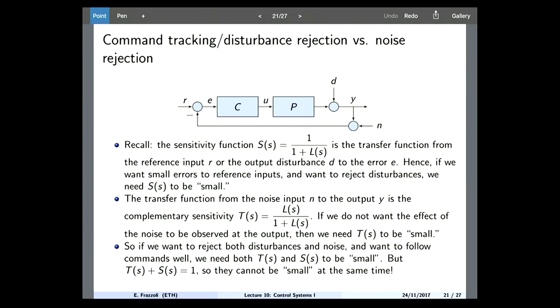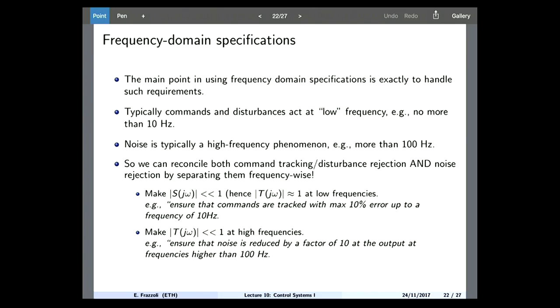And this is exactly why the frequency domain specifications are so important. Typically what happens is the following. When you steer your car, or you set the temperature, you do it at low frequencies. When you drive your car, you don't jerk the wheel back and forth. You typically give smooth, slow commands. When you set your temperature, you say, I want 24 degrees. You don't say no, I want 19, no, I want 30. You set 24 and that's it, and then you forget about it. So that's zero frequency.